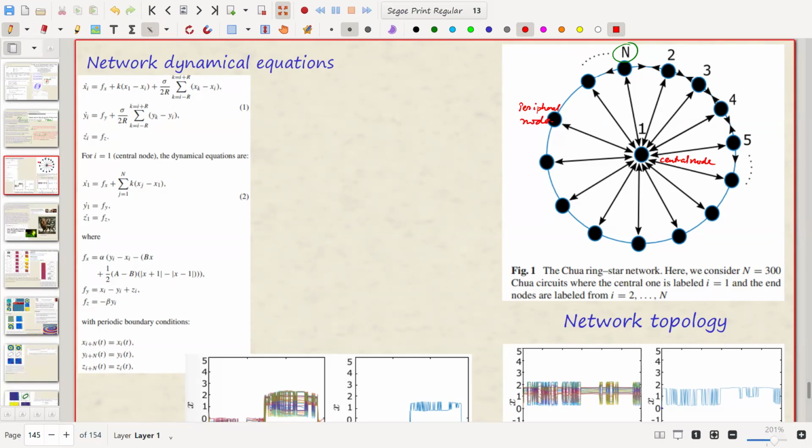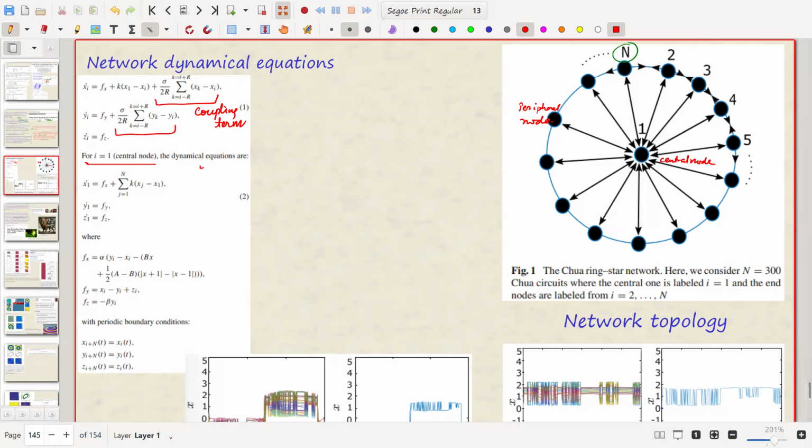So this is the central node and these are the peripheral nodes. You can see this is the dynamical equation of the network. This is the coupling term actually, and due to this coupling term you will see a lot of network dynamical phenomena. For the central node, I think Miss Arya has already known about this. Does it make sense? Yes.